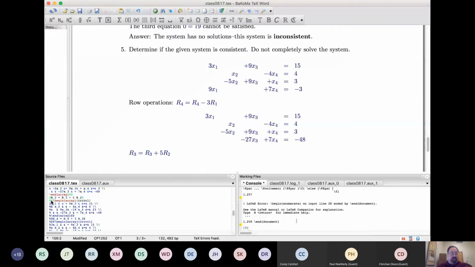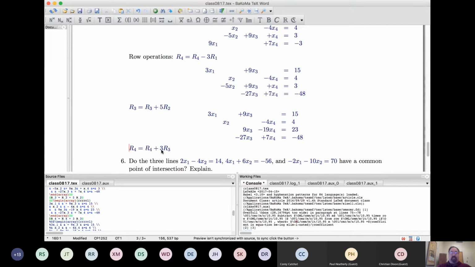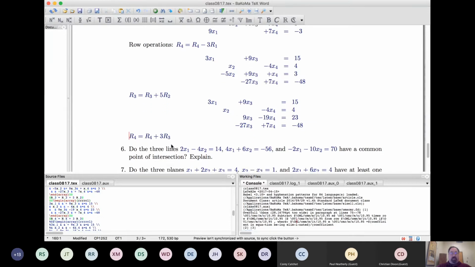So then we see what the system looks like after that row operation. So now this is gone. And now we just have these two rows left. So to get upper triangular form, it's only necessary to eliminate this. So we have minus 27 over 9 is minus 3. So I'm subtracting minus 3 times the third row from the fourth. In other words, I am adding 3 times row 3 to R4.